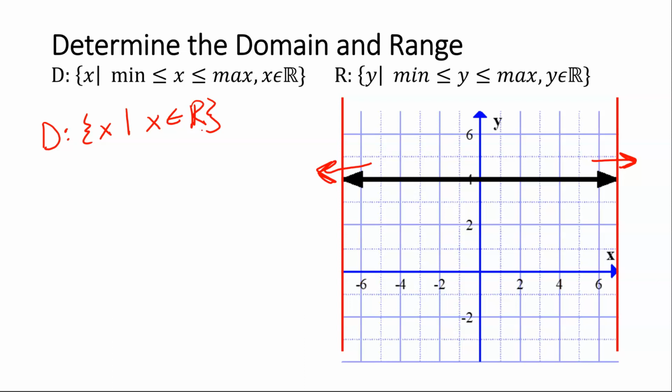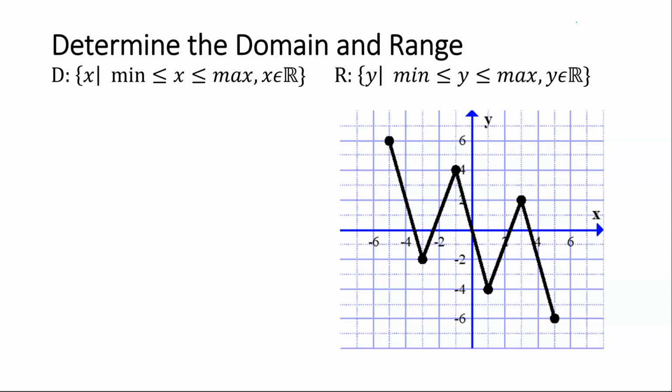Now for the y, the minimum value for y is 4, but the maximum value for y is also 4. So y is just equal to 4. So for your range, you would just write y is equal to 4. And that's it.